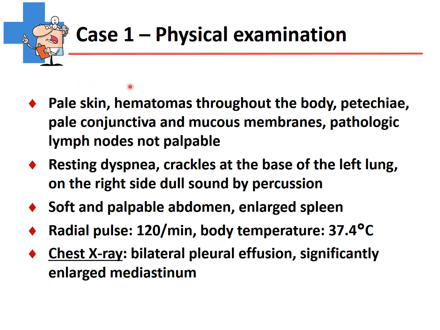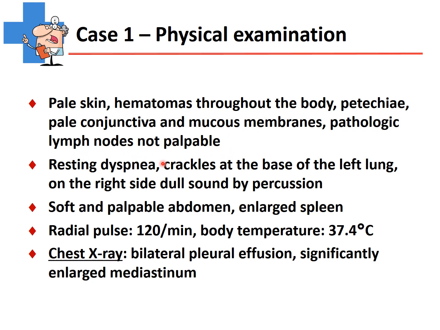These are the two peaks for these leukemias. Physical examination, as you see here: pale skin showing anemia, hematomas through the body, petechiae, pale conjunctival mucous membrane, pathologic lymph node not palpable. So we do have signs of a decreased red blood cell count and a decreased platelet count. These are the two that we do have.